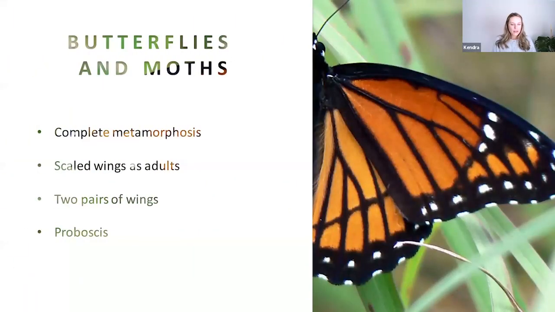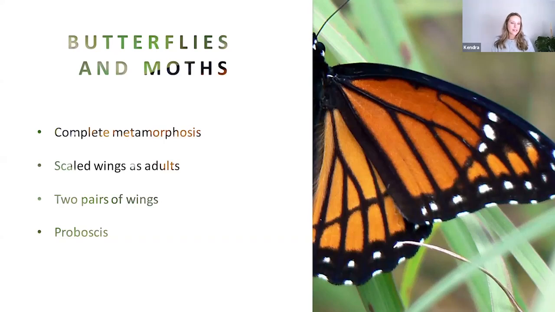Now, we're going to dive a little bit more in detail on butterflies and moths. This is the pest that we're talking about today. Now, butterflies and moths as a whole undergo complete metamorphosis, meaning the egg form and the larval form of this insect is significantly different than the adult form of this insect. It looks very different and it even acts very different.